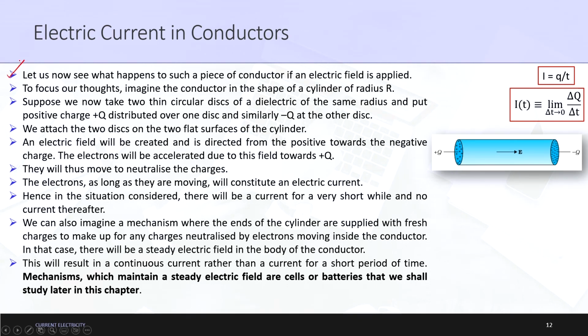So, if an electric field is applied, to focus our thoughts, imagine the conductor in the shape of a cylinder of radius r. Now we are trying to derive everything with a mathematical formulation. So, we are assuming that this is the conductor, let me write it here, and the radius is given to you, that means this distance is given to you as r.